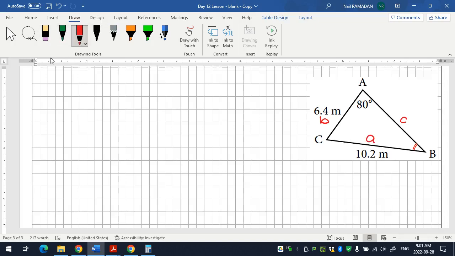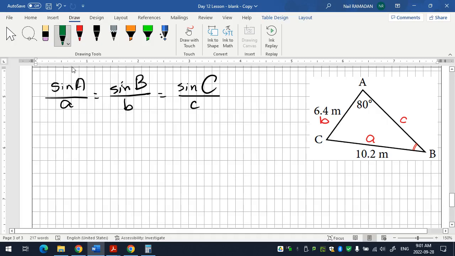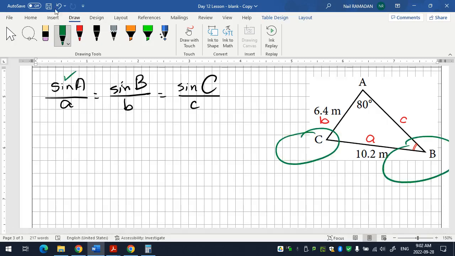So let's do the law. Sine A over A, sine B over B, sine C over C. All right, let's put check marks. Which angle is the only one that we know? A. So that means only A gets a check mark, because I have no idea what this one is or this one is. I'm trying to find one of them, so I don't know both.